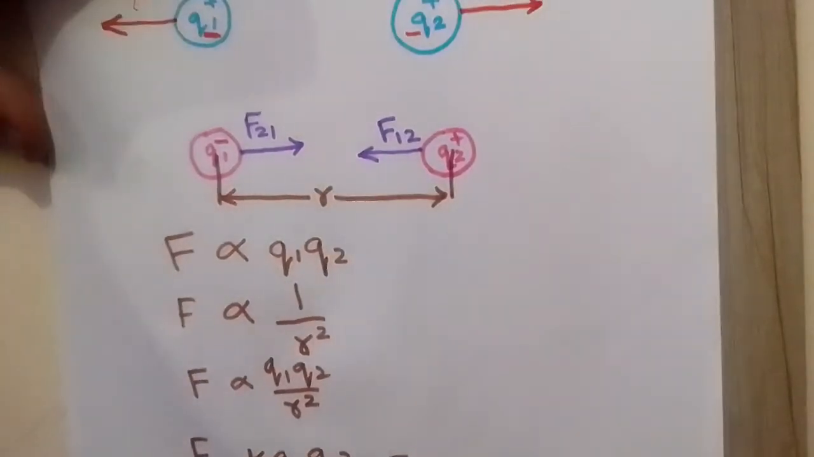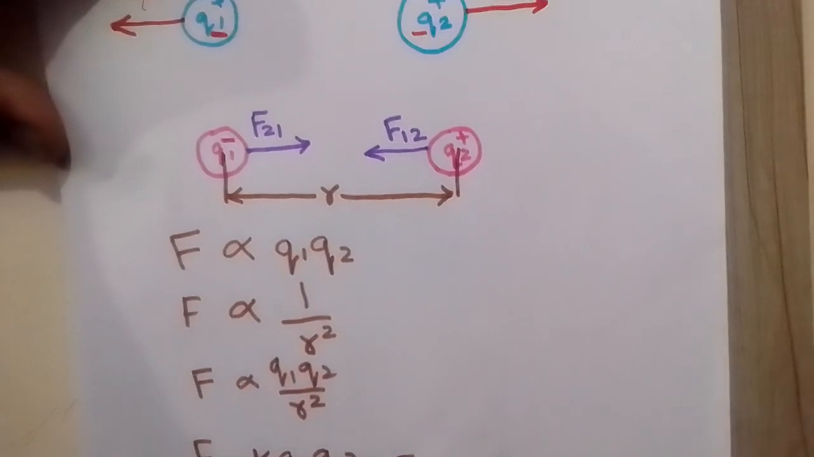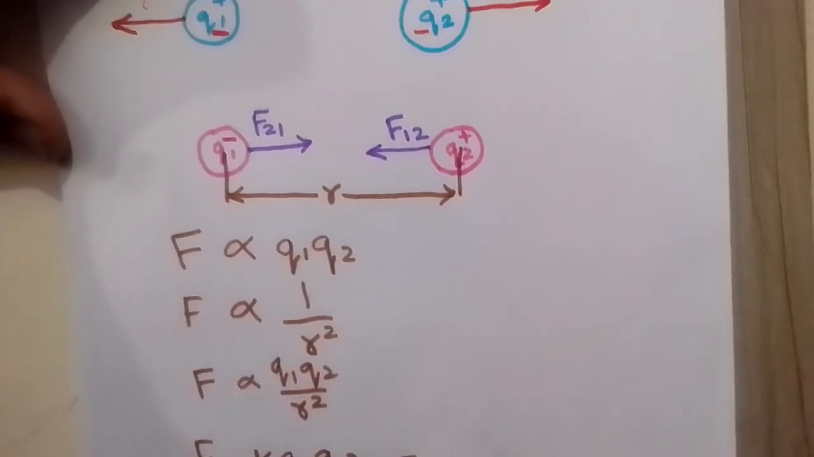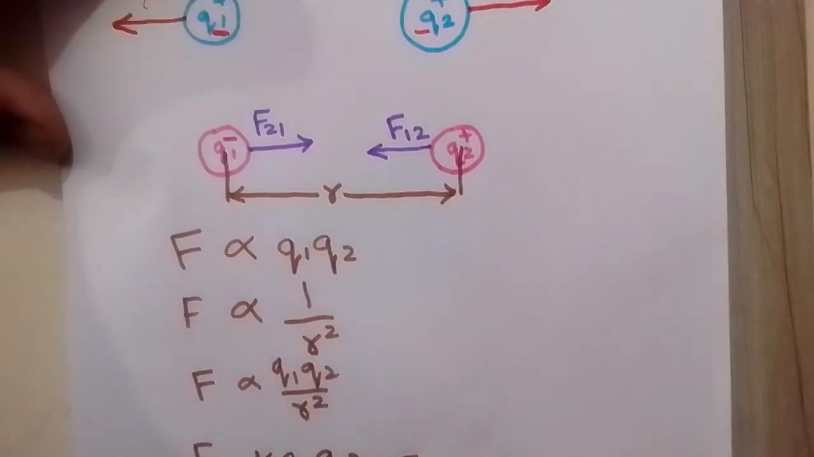So this is basically Coulomb's law, which indicates that the force between two point charges is directly proportional to the product of the magnitude of charges and is inversely proportional to the square of distance between the centers of charges.